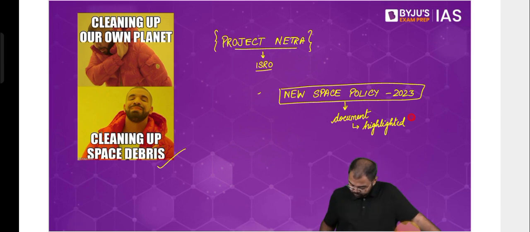Chandrayaan's rover has a life of 14 Earth days or 1 lunar day. Will it be defunct after this time? Yes. After that, it will, because it's working on solar energy, right? It works on solar energy. So until the point solar energy is available for it, it will be functional. Otherwise, after that, it will not be.